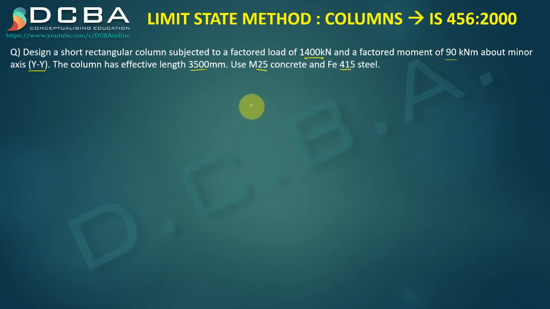Okay, so the moment that is being applied to our column is about the minor axis. Now what is minor and major axis? Let's say this is the cross section of our column. If it is a rectangular column, one side has to be greater than the other side. So this side is greater than the other side. Let's say this is D and this is B. So when bending happens about this axis, it means that this cross section is going to bend like this.